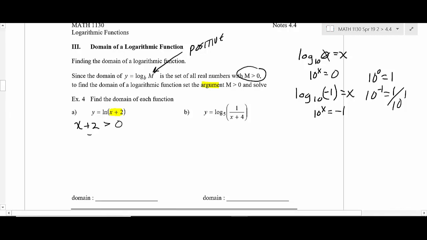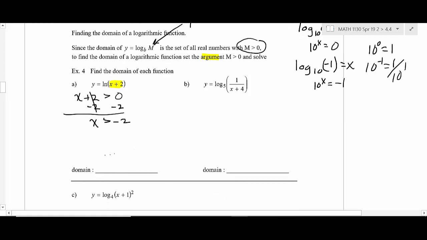So this one's real simple. You just subtract 2 from both sides. So you would get x is greater than negative 2. So the domain, you could either write this as the set of x such that x is greater than negative 2, or you could write it in interval notation as negative 2 to infinity like that. Okay, so we're going to take this same strategy on every problem that we're doing with domain on this.